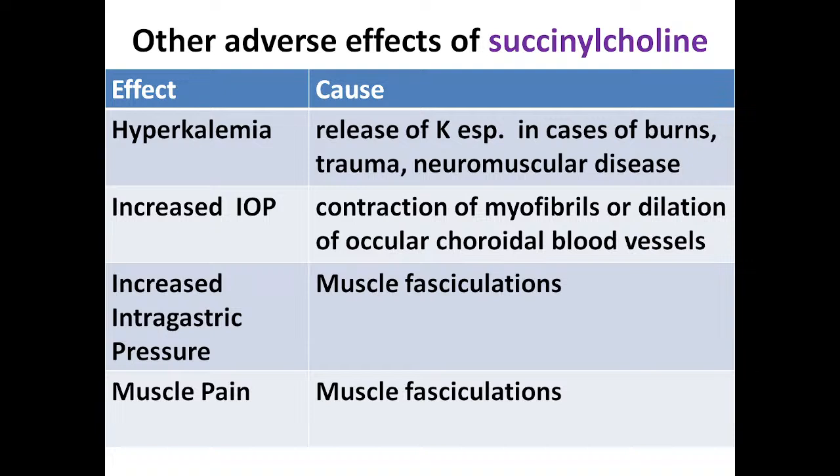Another problem can happen in patients with glaucoma, with increased IOP. Because of the initial fasciculations, there can be contraction of the myofibrils in the eyeball, which could lead to increased IOP. Or it could also be because of dilation of the ocular blood vessels, that is the choroidal blood vessels, which could cause an increase in IOP.